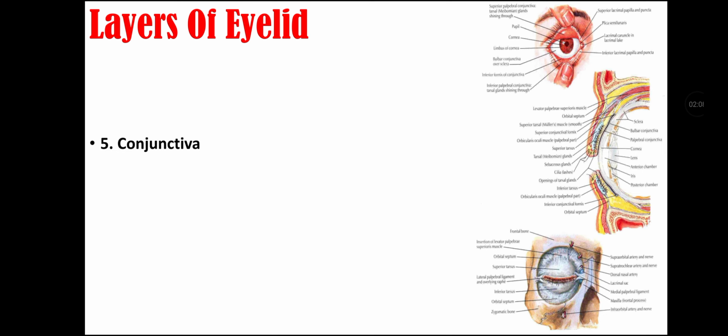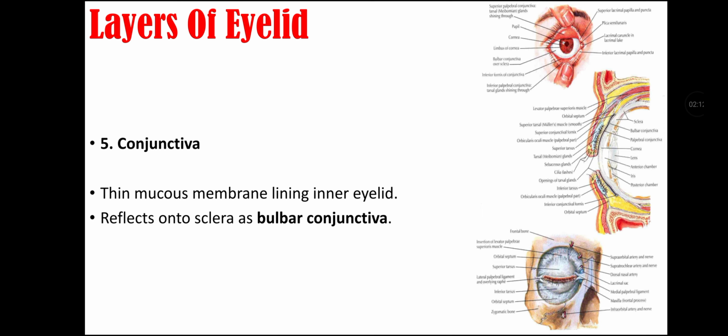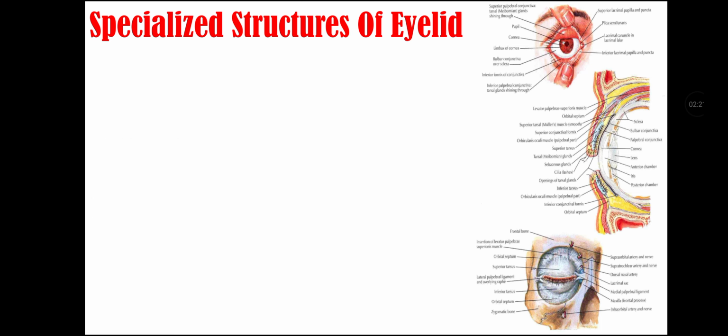Fifth layer of eyelid is conjunctiva. It is the mucous membrane that lines the inner eyelid. It reflects onto sclera as a bulbar conjunctiva. It contains goblet cells that secrete mucin for tear film. Specialized structure of eyelid include eyelid margins.